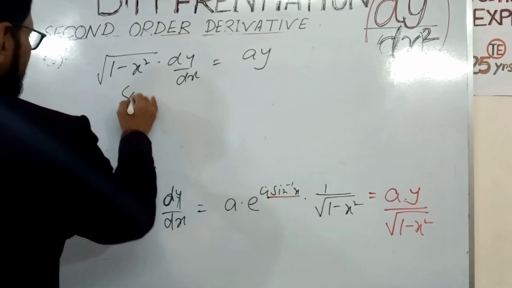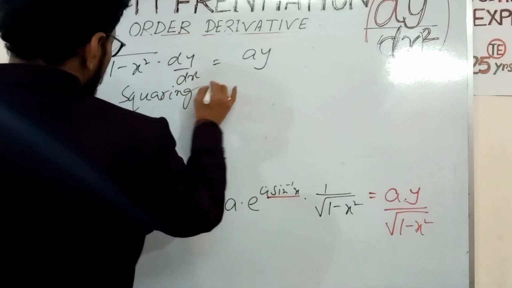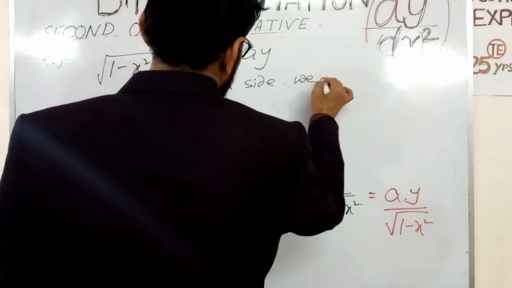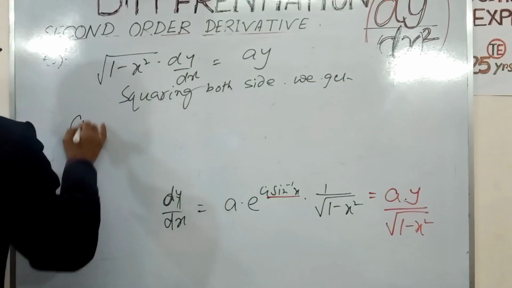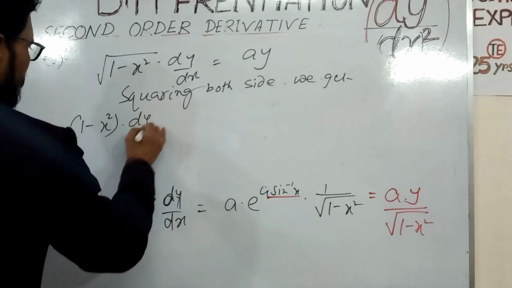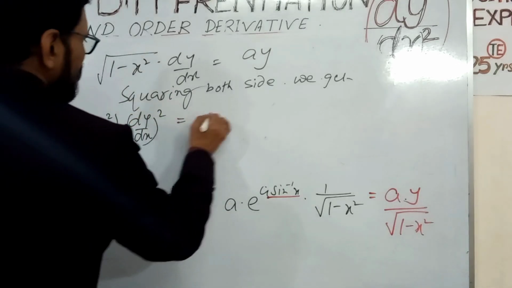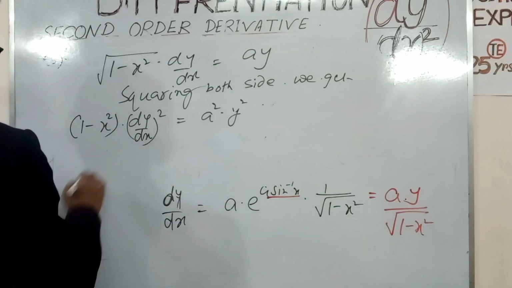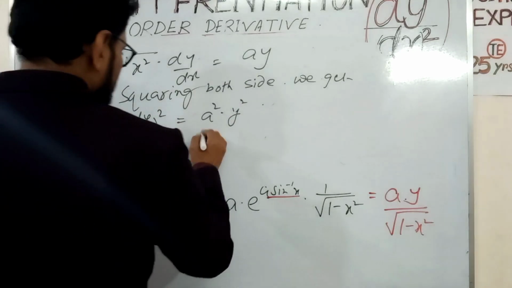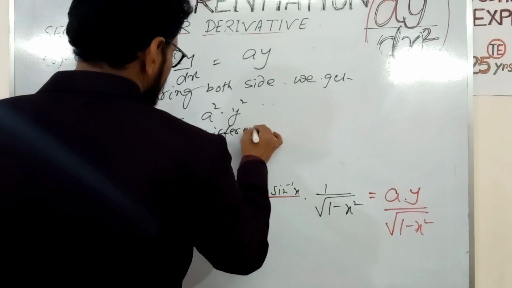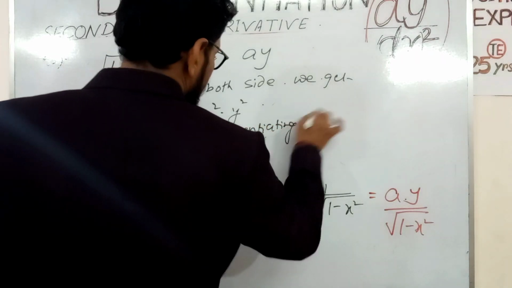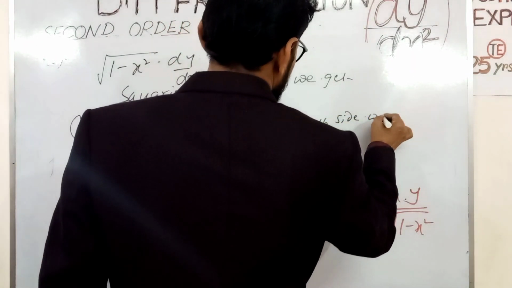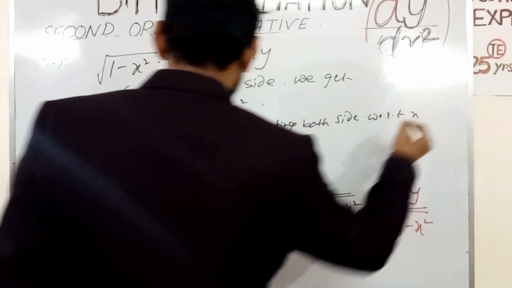Now squaring both sides, we get 1 minus x square into dy by dx square equals a square into y square. Now differentiating both sides with respect to x. What we get?